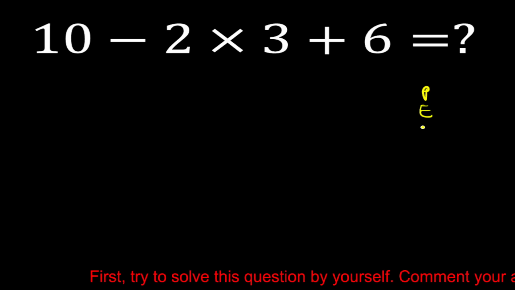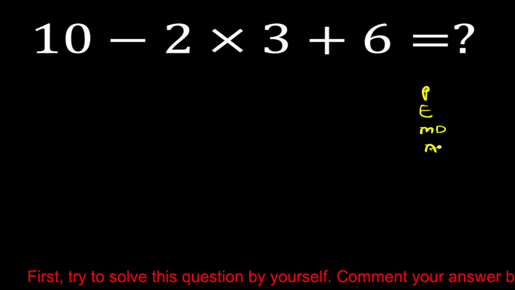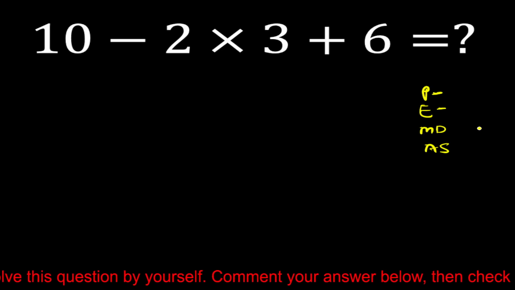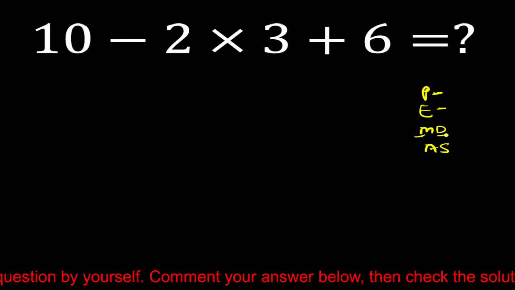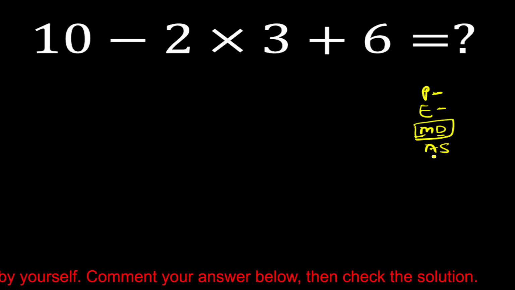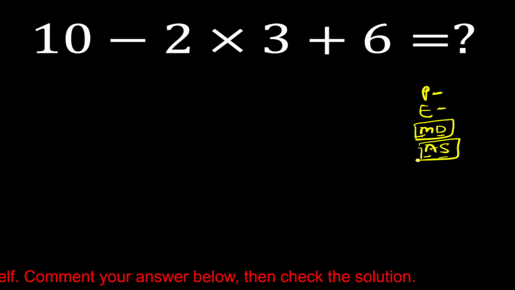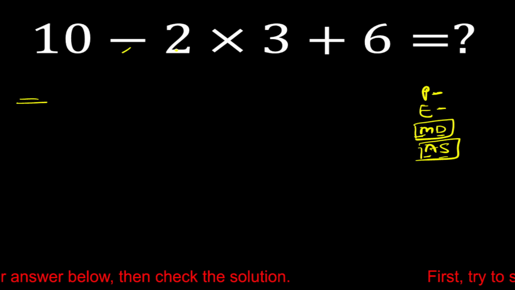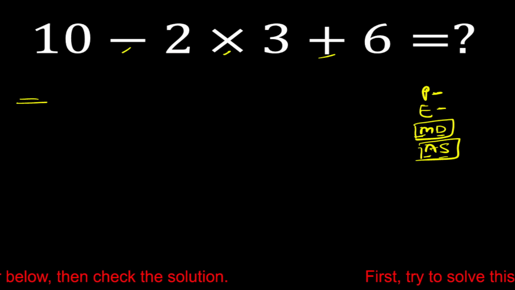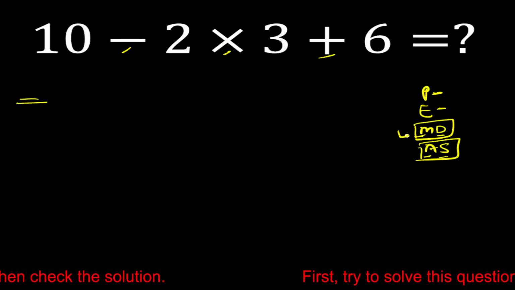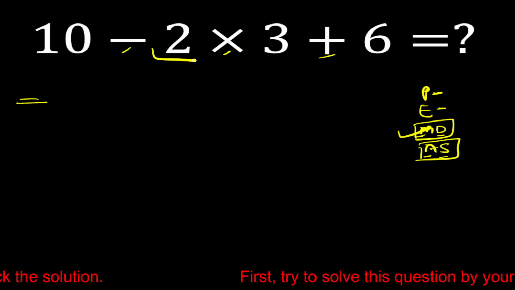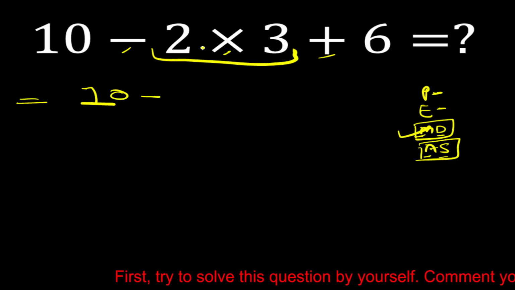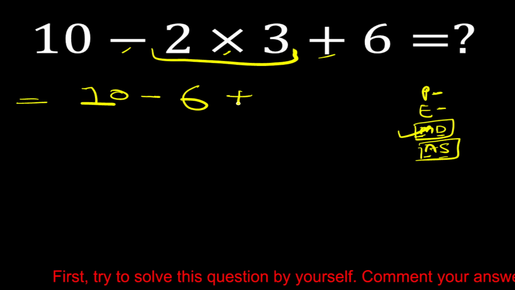PEMDAS. According to the PEMDAS rule, first priority is parentheses, then second priority is exponents, then multiplication and division, both have equal priority, okay? Then addition and subtraction also both have equal priority, okay? So in this question, there is one subtraction, one multiplication and one addition. So according to the rule, first priority is multiplication. So first we have to multiply this part, okay? So 10 minus 2 multiply 3 is equal to 6, plus 6.